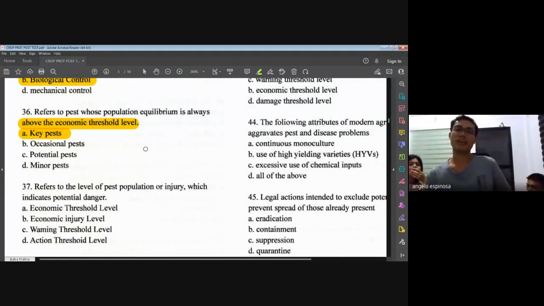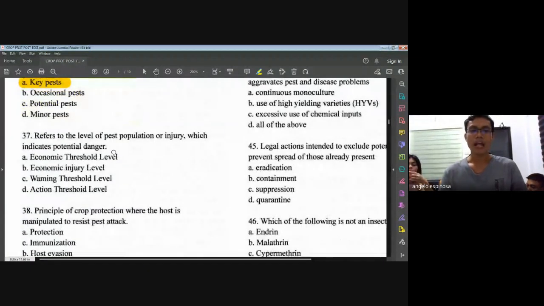Okay, what is the use of economic threshold level? It is to know kung yung plants mo ba or yung pagtatanim mo ba ay naapektuhan ba talaga ng maraming pests or insekto. Ganon. Or may possible kasi na pag mataas masyado, nagkakaroon tayo ng loss of yield.